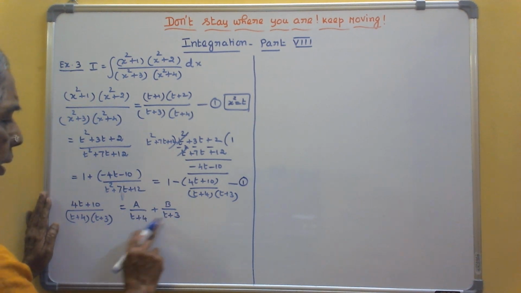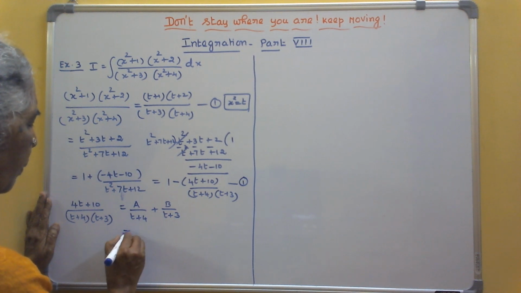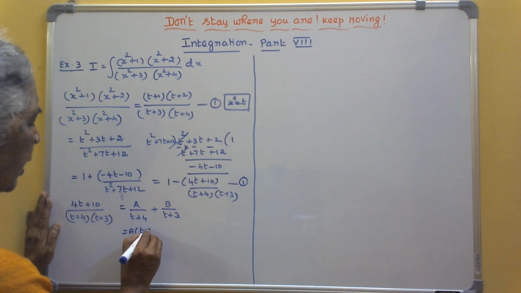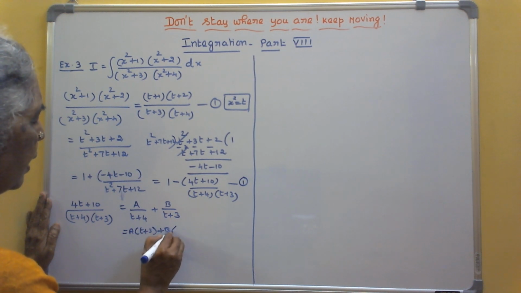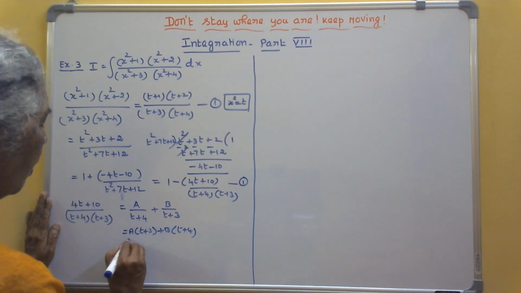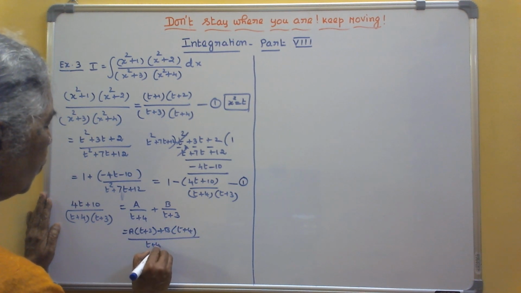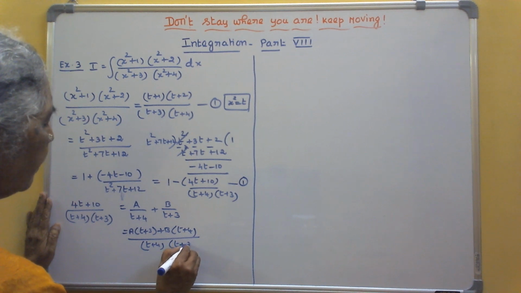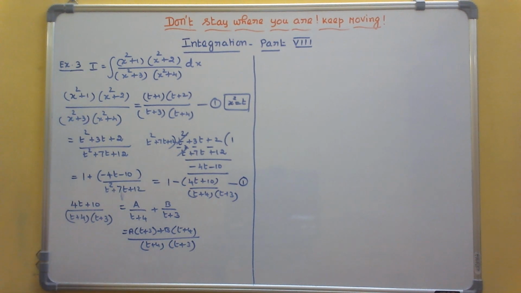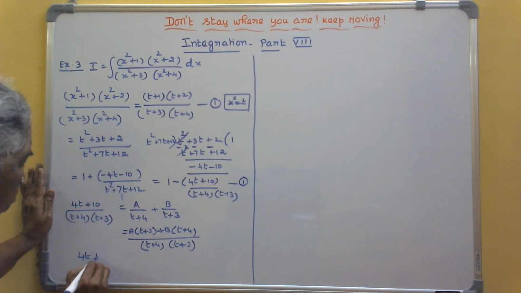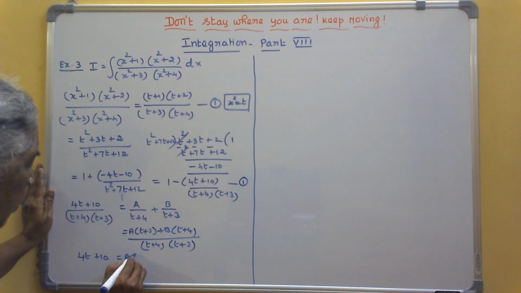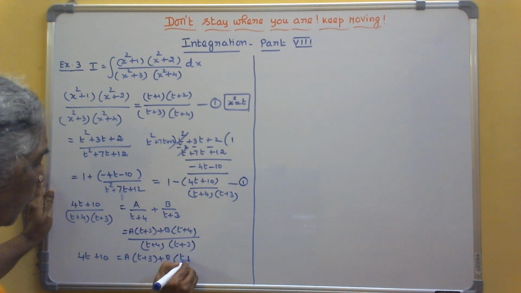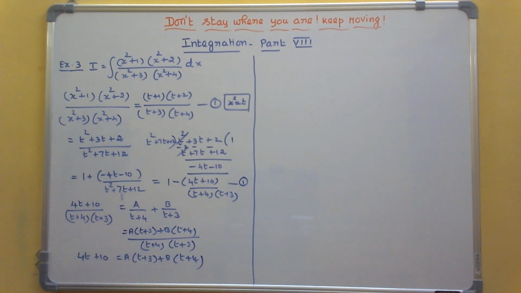So now here, when you take the LCM, you will be getting a into t plus 3 plus b into t plus 4 by t plus 4 into t plus 3. So the denominators are equal. So we can equate the numerators. You will get 4t plus 10, that is equal to a into t plus 3 plus b into t plus 4. You have two factors.